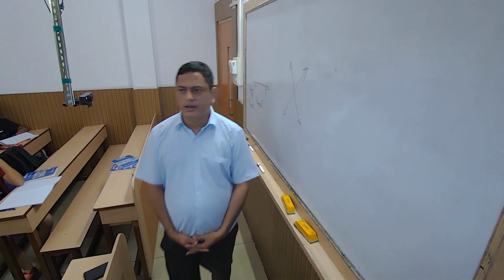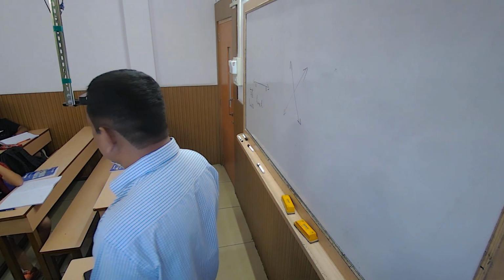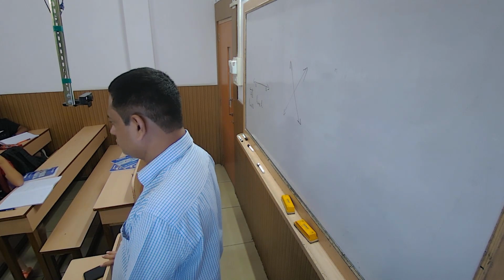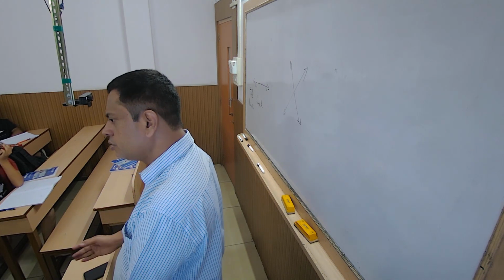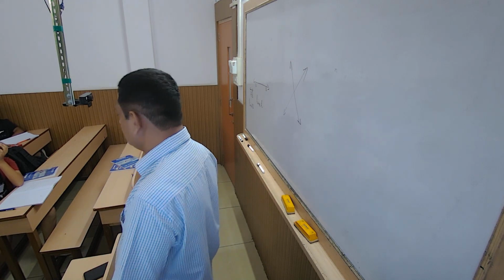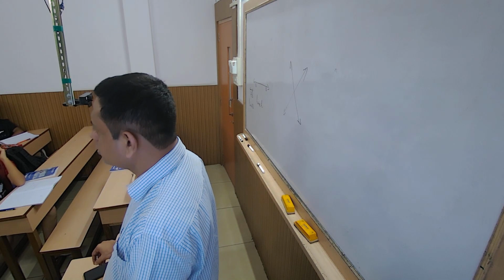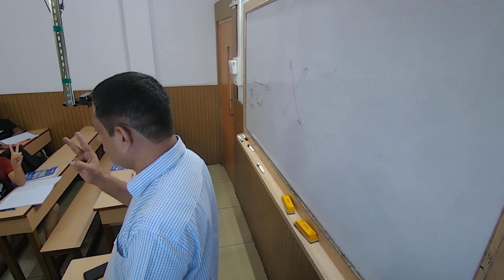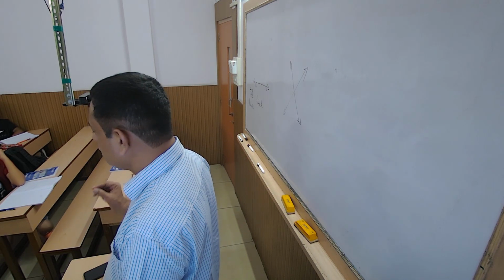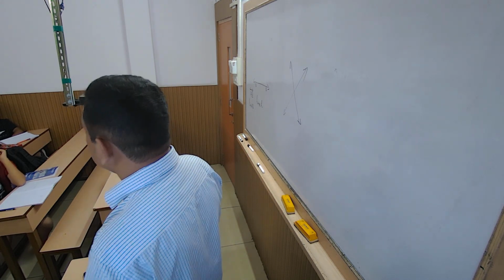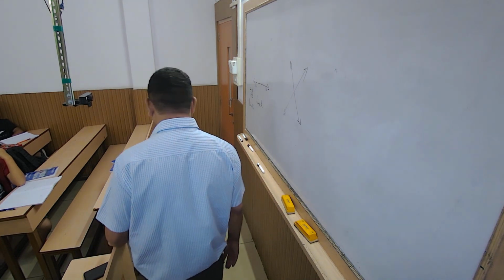Do you know what is meant by a line segment? Yes, sir. A line segment has one end and the other one. One end only? No, it has two ends. A line segment is a part of the line which has how many end points? Two end points. It has a fixed length. You can find the midpoint of the line segment.